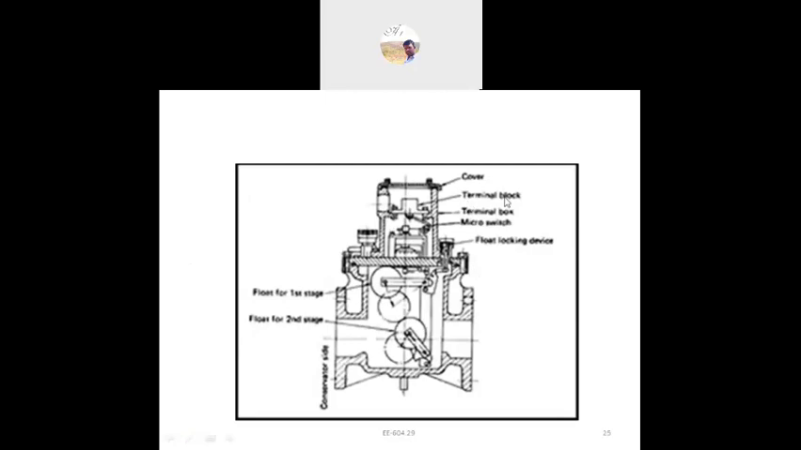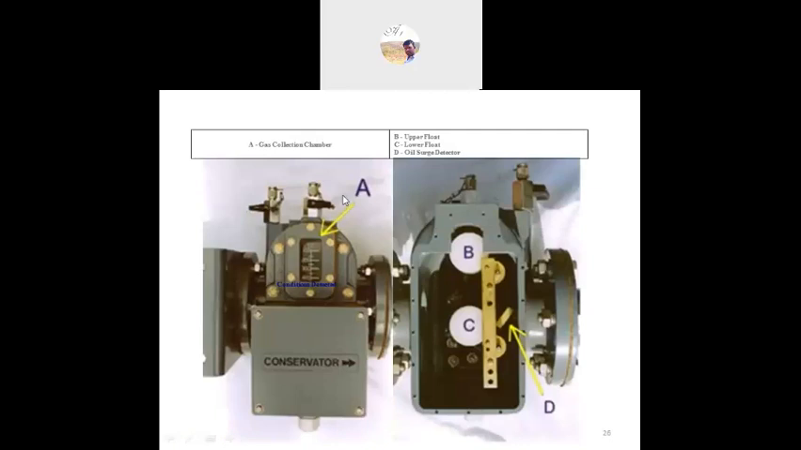Here we can see the gas collection chamber, the upper float, the lower float and the oil. Here is the conservator tank, and the Buchholz relay is placed internally. Any fault that causes internal faults will be sensed by the system, and it will be operated continuously.